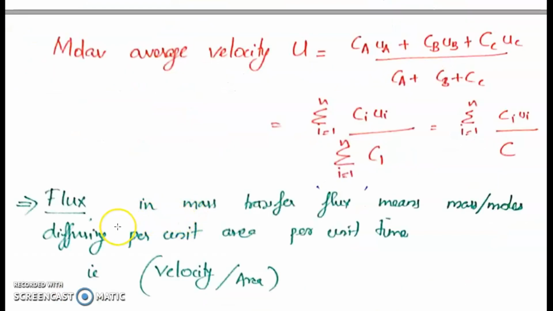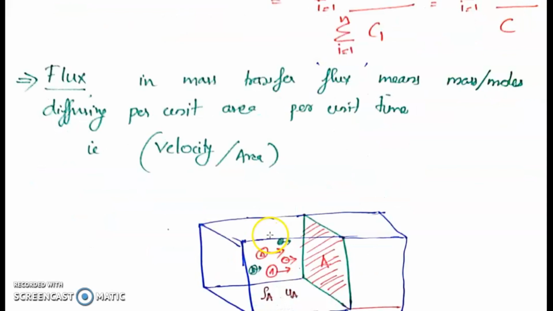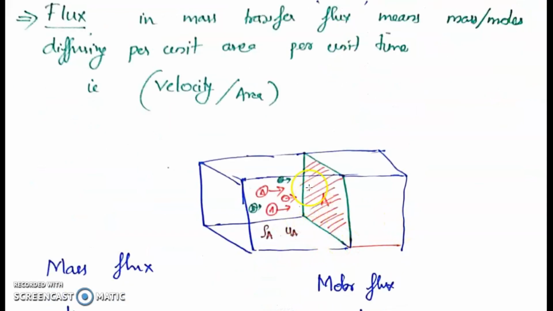Now I am going to introduce another concept known as flux. Here we can say either mass flux or molar flux. Generally, flux in mass transfer means mass or moles diffusing per unit area per unit time. That means it is simply the rate at which molecules are diffusing per unit area. So the question comes, what area are we talking about? This example will make everything clear.